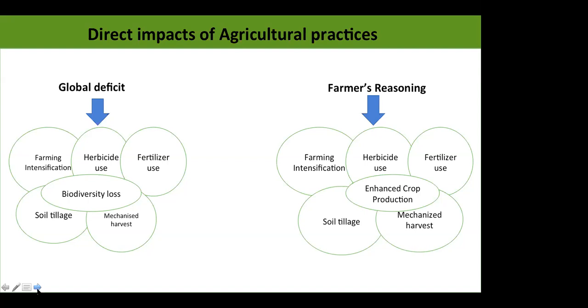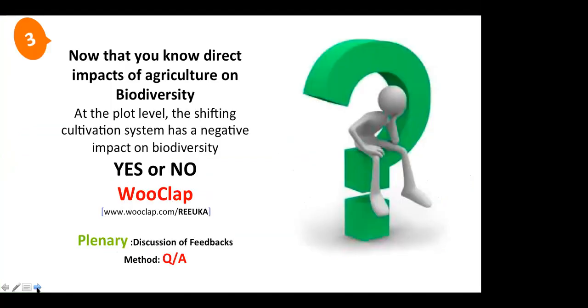So we have a question, and the question is, now that you know direct impact of agriculture on biodiversity, in your respective plot levels where you do your cultivation, is shifting cultivation having a negative impact on biodiversity? It's a yes or no answer. Shifting cultivation, we all know what shifting cultivation is. So is it having a direct impact on biodiversity?